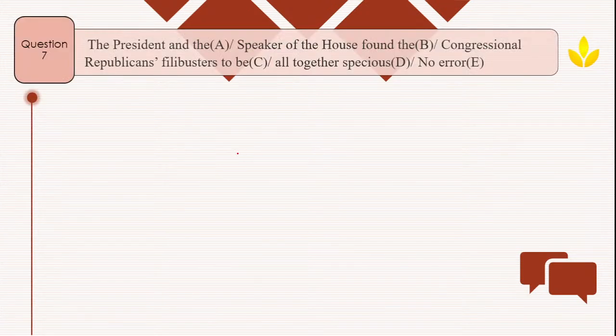The president and the speaker of the house found the congressional Republicans filibusters to be altogether specious.